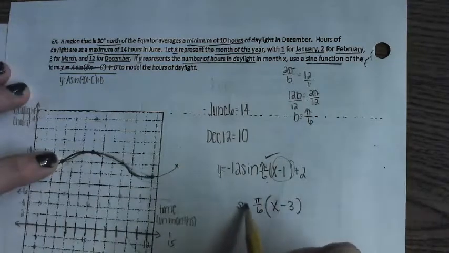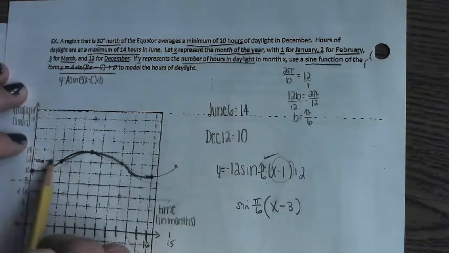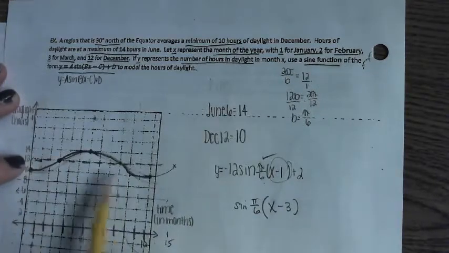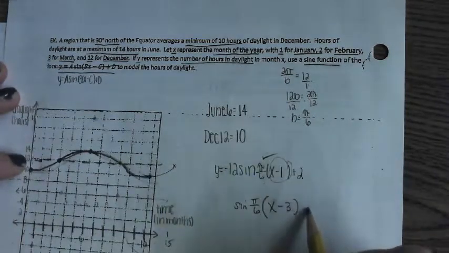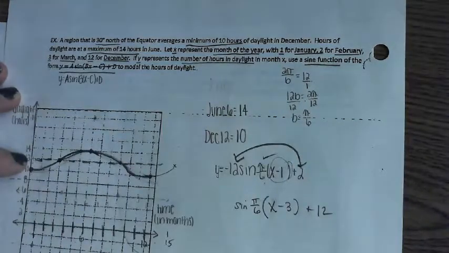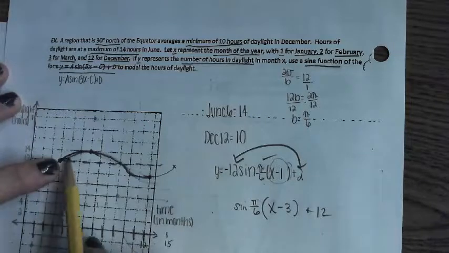Our amplitude is not 12. Here's our midline. Our midline is 12. I see the confusion. The midline is 12. Midline goes at the end. So this person, switch these two. The midline is 12. The amplitude is how high is it going off the midline?